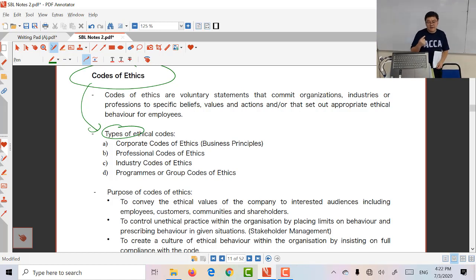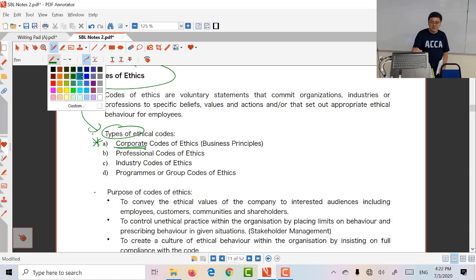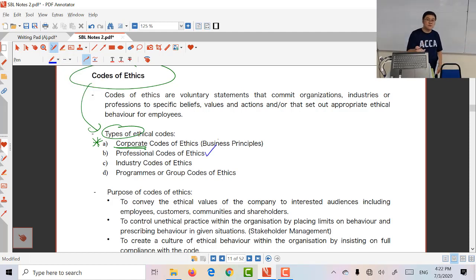What we are considering right now is the corporate code. But beyond that, you can also know that, for example, we have professional code. Professional code will be like what? Like our ACCA has a code, right? And it basically controls the way accountants behave. That's a professional code. So I believe different professions have their own code.